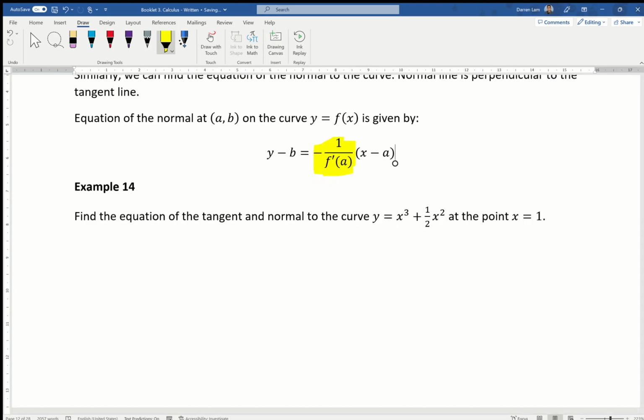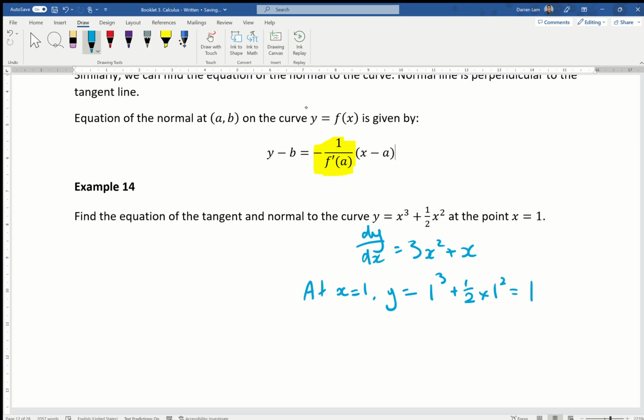Find the equation of the tangent and normal to the curve y equals x cubed plus 1/2 x squared at the point x equals 1. I'm going to prioritize finding (a, b) and f dash of x. In this case, I'm not going to write f dash of x, I'm going to write dy/dx, purely because it says y, not f. So dy/dx equals 3x squared plus x. And then I'm going to find the y value at x equals 1. So at x equals 1, y equals 1 cubed plus half times 1 squared, which is just going to equal 1.5 or 3 over 2.